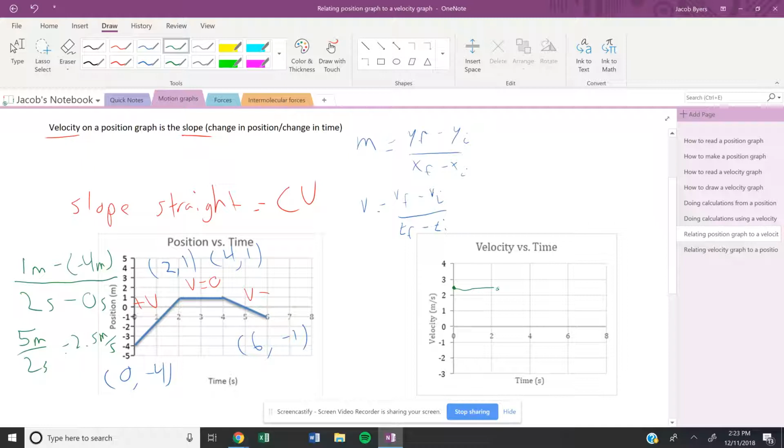Then we know it's a horizontal line, so our position is not changing. If it's not changing, we're not moving. If we're not moving, our velocity is 0. That's from just after 2 seconds to 4 seconds.